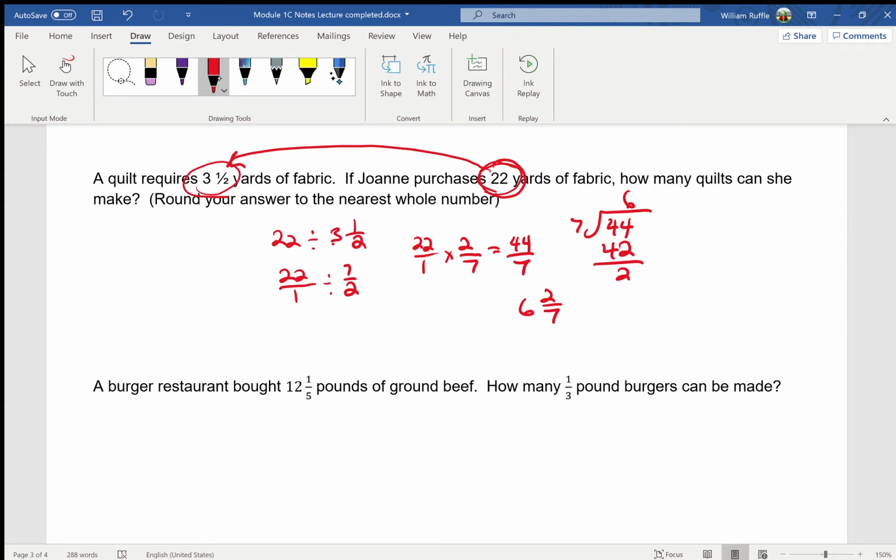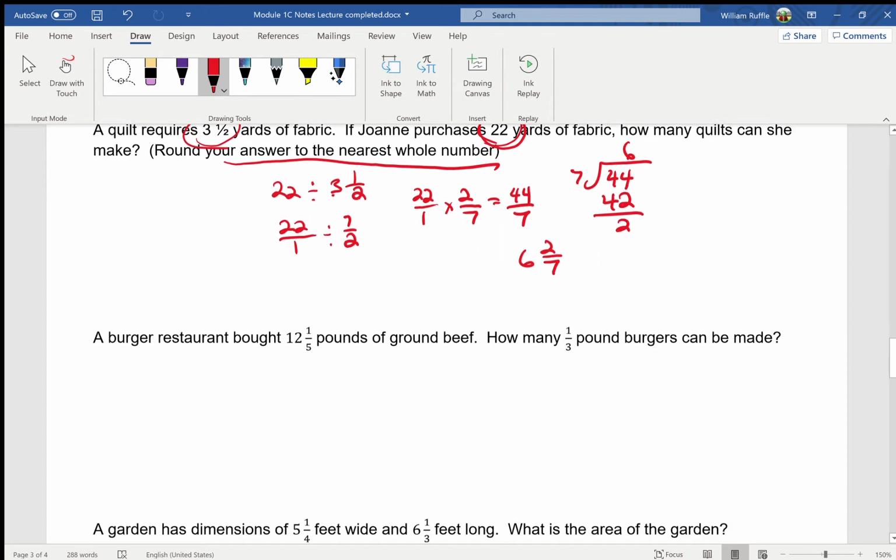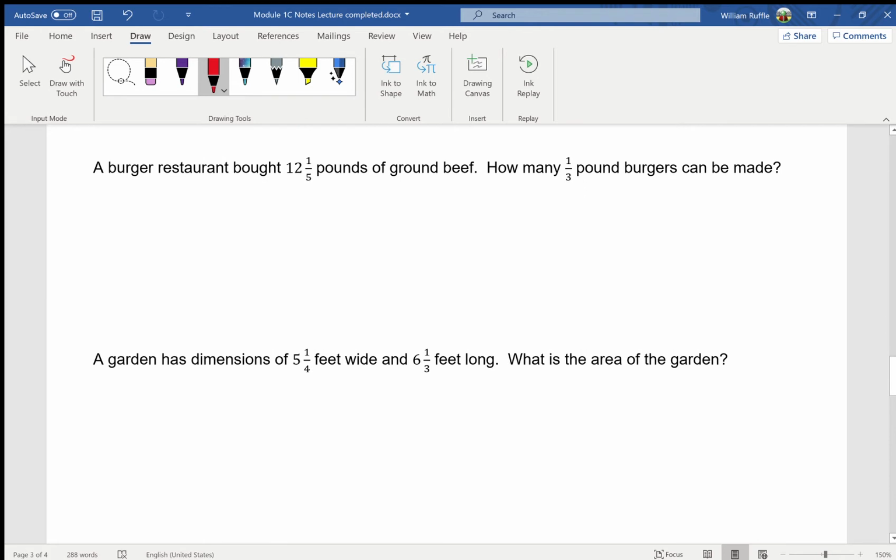Now, sometimes I want this answer, but really 2/7 of a quilt is not very helpful. And this says round to the nearest whole number, so this really would be 6 whole quilts I could make. Just make sure you follow the directions on whether to round or not to round. This is a very similar question.